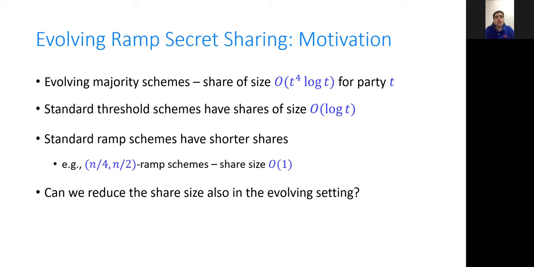In our work, we study evolving RAM for small gaps. By studying evolving RAM for small gaps, we can better understand the evolving majority schemes, and therefore we can get back and try to construct schemes for evolving majority, which is the main question.